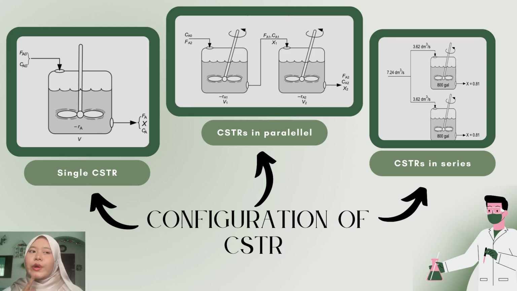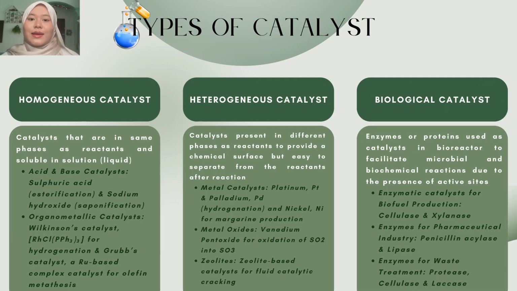So, I think you might be wondering, does every CSTR look the same? The answer is no. Why? Because CSTR has some configurations such as single CSTR, CSTRs in parallel configuration, and also two CSTRs in series configuration. Alright, since CSTR is one of the catalytic reactors, what are the types of catalysts that are used for CSTR? We have homogeneous catalysts, heterogeneous catalysts, and also biological catalysts.